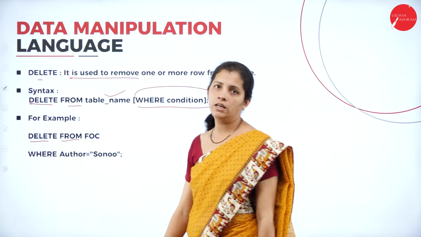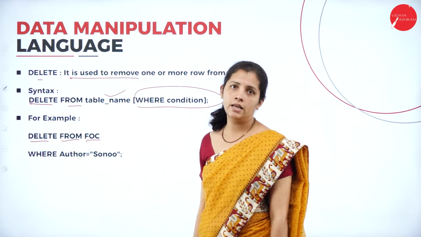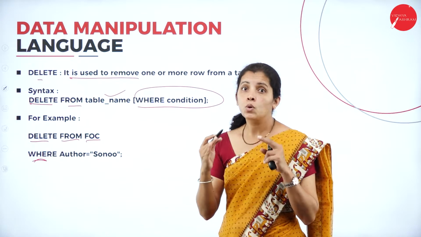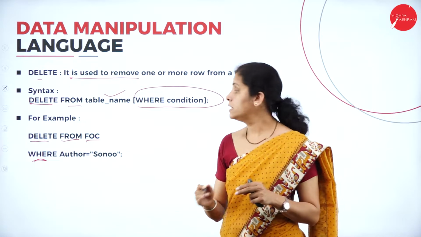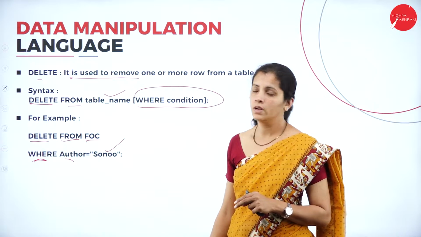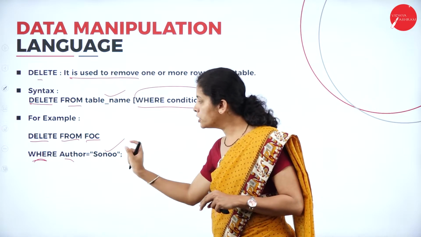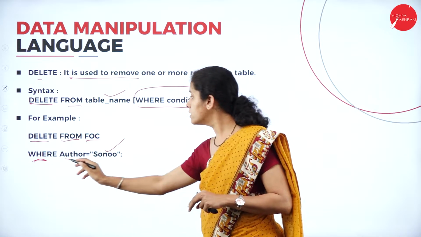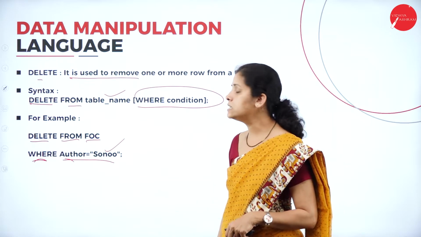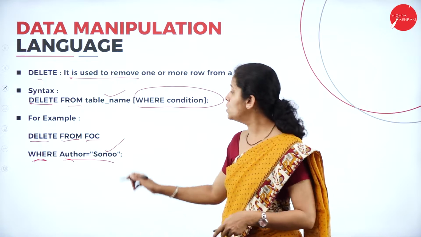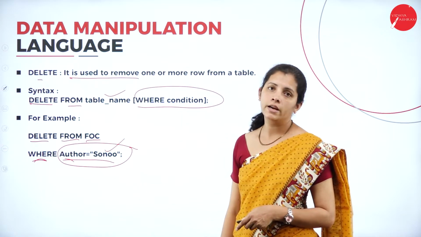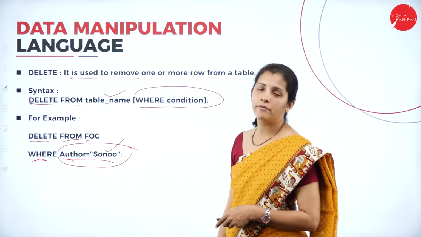So here delete from, specify the table name, that is FOC, where which row I want to delete, that is author name is Sono. I want to delete this particular row. For that reason, I'm going to specify the information, that is author equal to Sono, and I just want to delete this record from the table FOC.